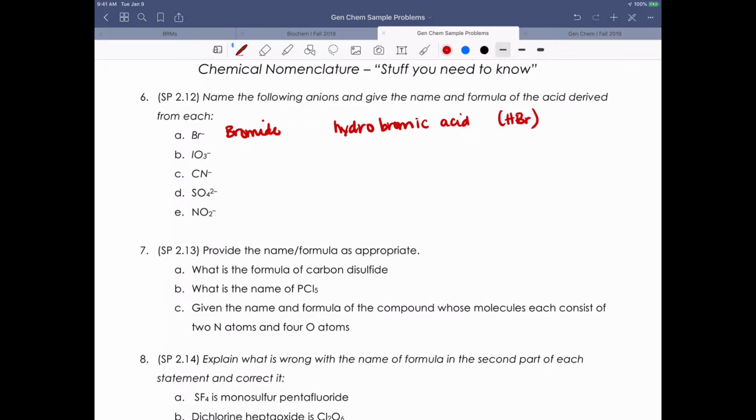This next one, if we were to name this anion, it would be iodate. Now we only use that prefix hydro when we have these halogen acids, or we'll see we actually are going to use it again in part C here. But we don't put the hydro in front of every single acid. And in this case, we're going to take the prefix, which is iode. We're going to add the new suffix ic, and then we're going to add the word acid at the end. So this is iodic acid.